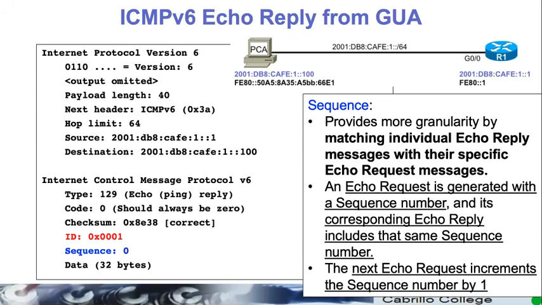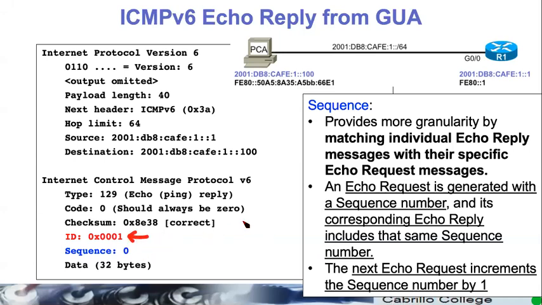You'll see here that this echo reply has a sequence of 0. The echo request also had a sequence of 0. The next echo request for the same sequence of pings will have a sequence number of 1, and so will its echo reply from R1.